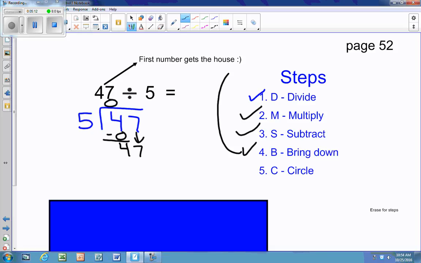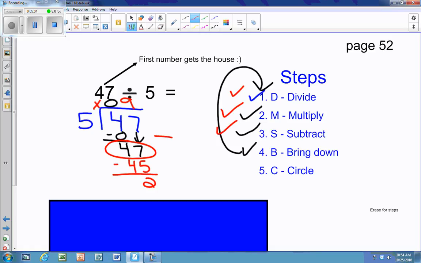Once I bring down, I have to circle back to the top. We circle back to the top. How many times can 5 now go into 47 when we divide? 5 goes into 47 9 times. Now we multiply. 9 times 5 is 45. Then we subtract, and there's nothing to bring down. So my answer is 9 remainder 2, or it also could be 9 and 2 out of 5.